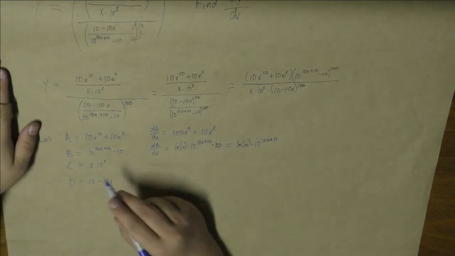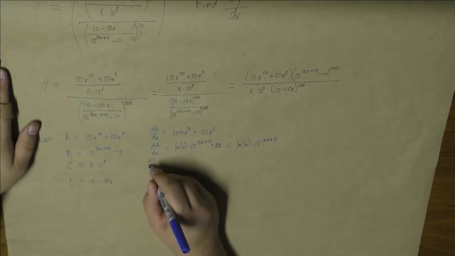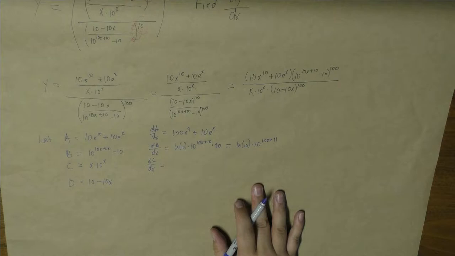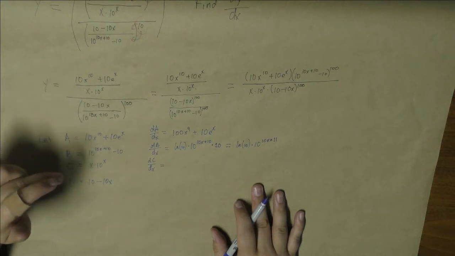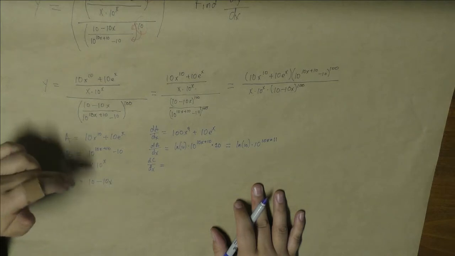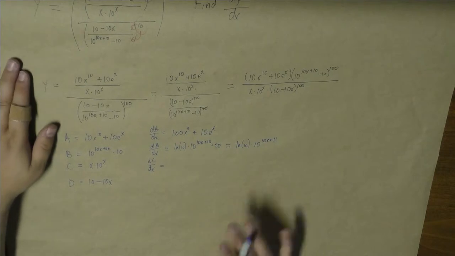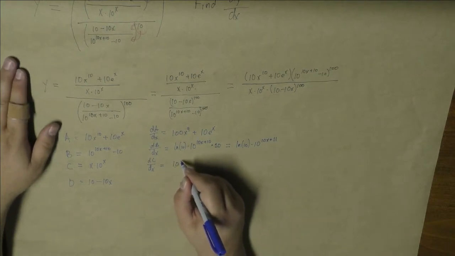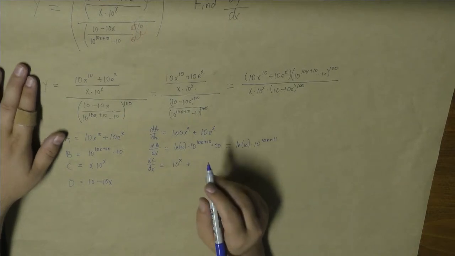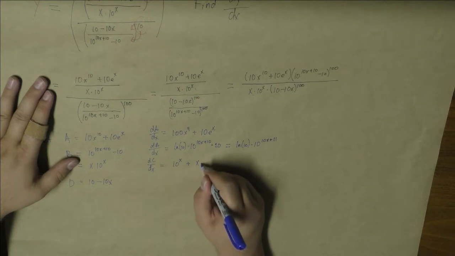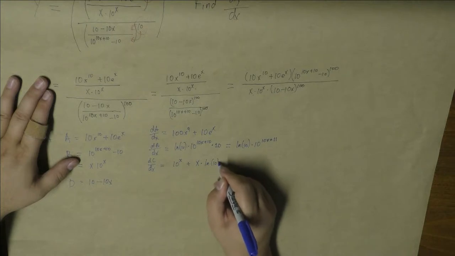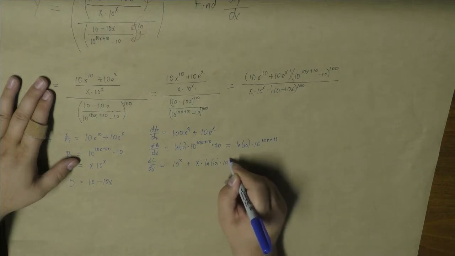Now, we need to also differentiate c, so dc by dx, and that's equal to, now this is a product rule, so we need the derivative of the first times the second. So derivative of x with respect to x is 1, and the second term is 10 to the x. And we're going to add that to the first term times the derivative of the second, which is 10 to the x. So that's natural log of 10 times 10 to the x.